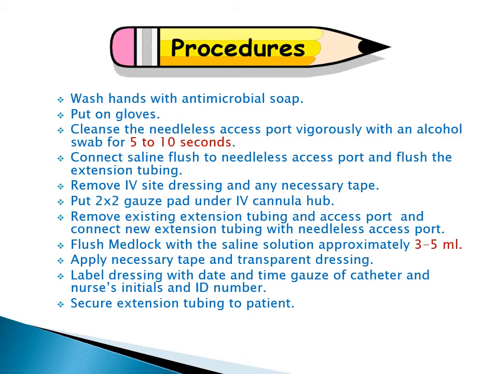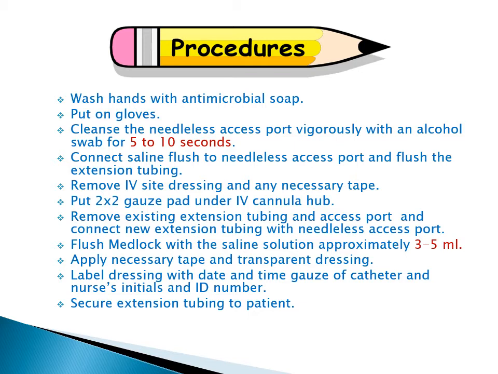The following are the nursing procedure to be applied during administration of IV access. Wash hands with antimicrobial soap. Put on gloves. Cleanse the needleless access port vigorously with an alcohol swab for 5 to 10 seconds. Connect saline flush to needleless access port and flush the extension tubing. Remove IV site dressing and any necessary tape. Put a 2x2 gauze pad under the IV cannula hub.